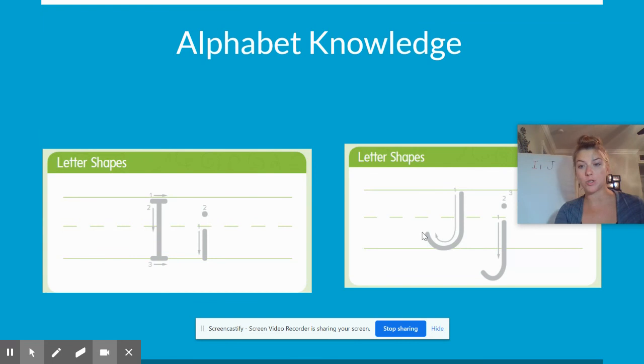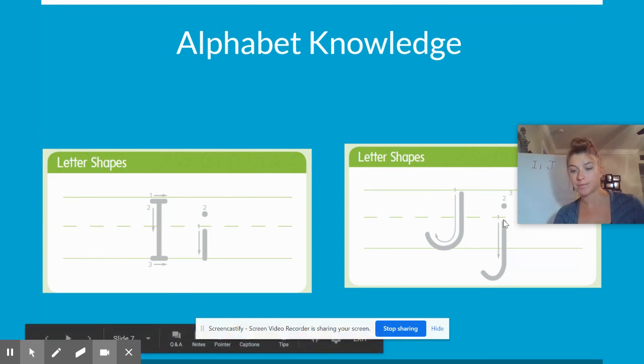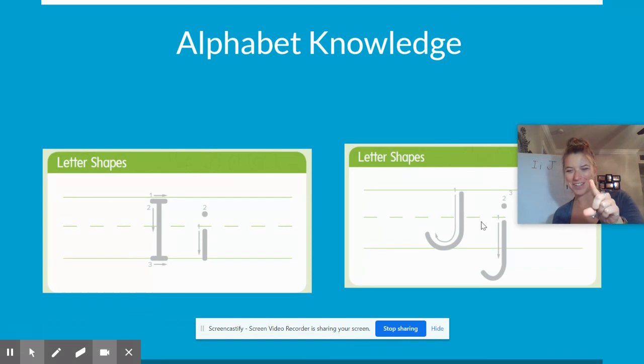Now, this is how we do the lowercase j. You do the scoop and it goes fishing, it goes underneath the bottom line, and then you give it a dot. Just like the i. You scoop it down, give it a dot. Let's do it with our magic finger. Ready? 1, 2, ready, go. Scoop it down, give it a dot. Good job. One more time. Bring it down, give it a dot.